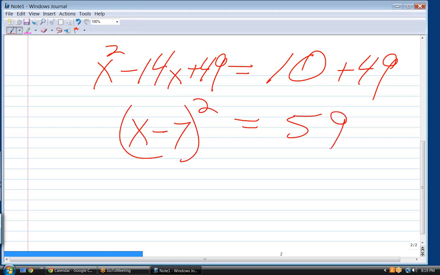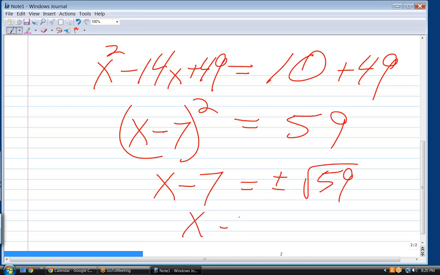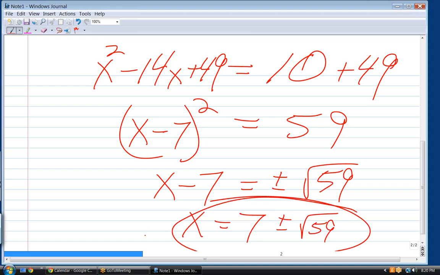Now I can solve these pretty easily by just taking the square root of both sides, right? So x minus 7 equals plus or minus the square root of 59, which makes x equal to 7 plus or minus the square root of 59. So that would be the solution.